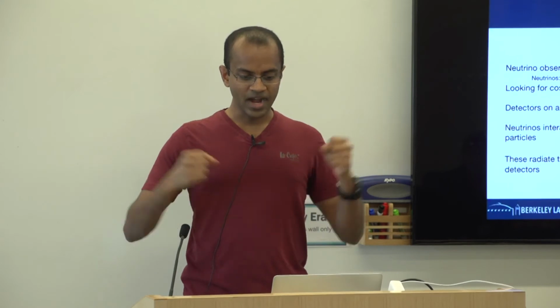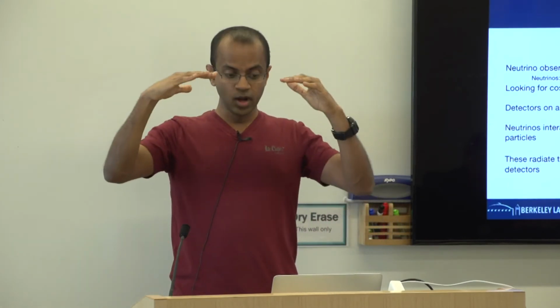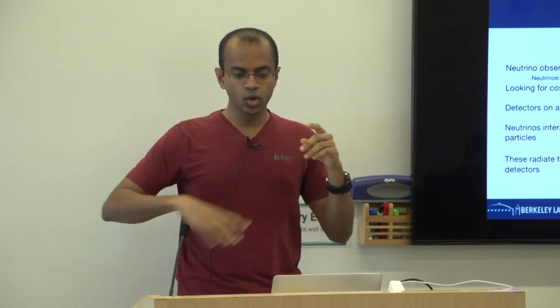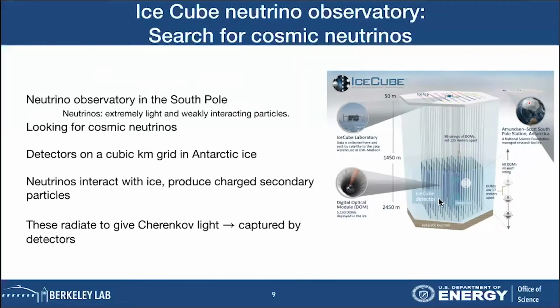IceCube has an array of what are called digital optical modules. They're placed below the Antarctic ice, and they're almost a cubic kilometer in volume, so it's a very huge detector. And the way it works is these cosmic neutrinos interact with the ice to produce charged particles, and these radiate to give light, which is then captured by these modules, called DOMs.